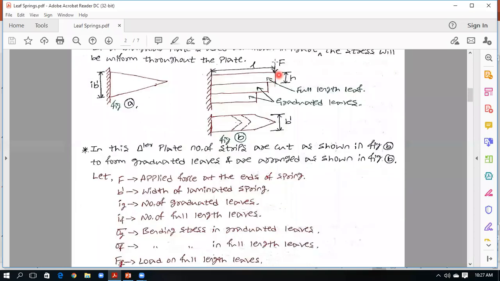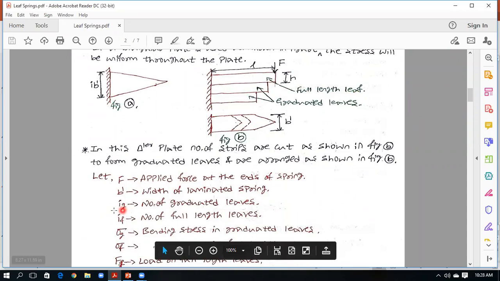And this F is nothing but the applied load, and L is nothing but the length of the leaves. B dash is nothing but the width of the laminated spring. In this case, if the spring system is used for railways, whatever the carriage is there, they will be using this leaf spring. If the load is heavy, like heavily loaded trucks, they will use two leaf springs.